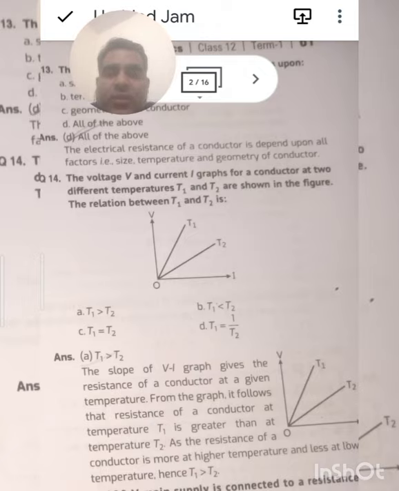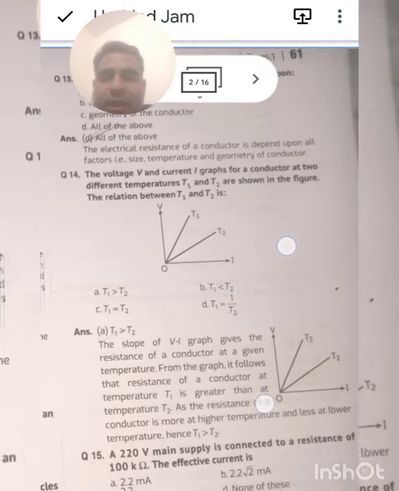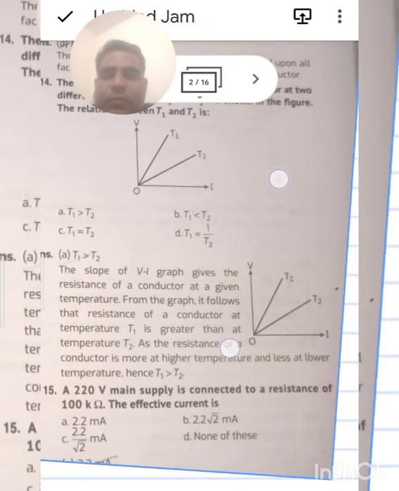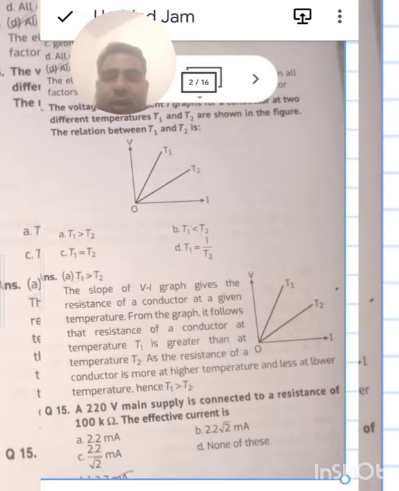The V and I graph is given for a conductor at two different temperatures T1 and T2. Which is the correct option for the relation between T1 and T2? The answer is T1 is greater than T2. How is T1 greater than T2? You can see the slope of the V and I graph gives the resistance of a conductor at a time.